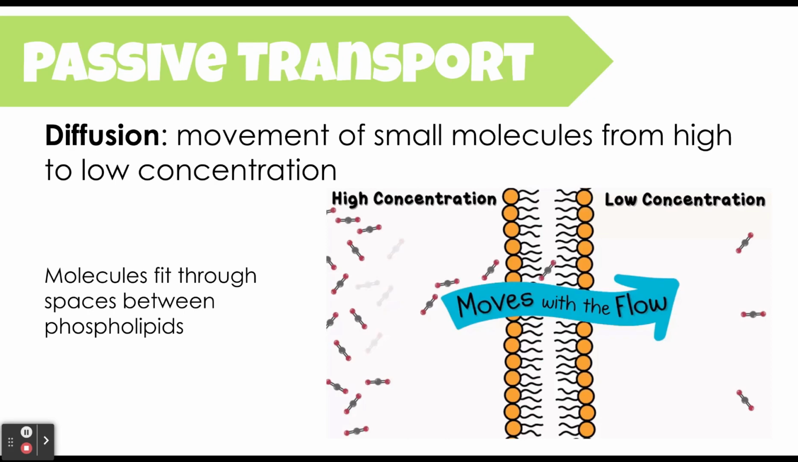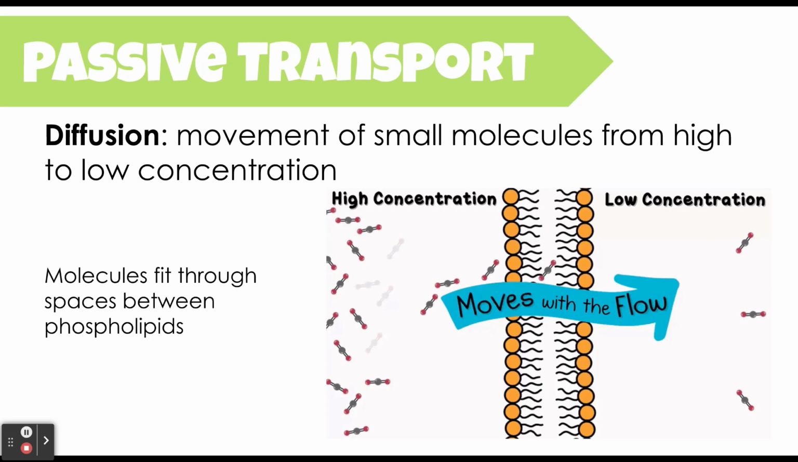So the first type of passive transport is diffusion. And this is the movement of very, very small molecules from a high to low concentration through your cell membrane. So if we have a cell membrane that separates the inside of the cell from the outside of the cell, on one side, there should be a high concentration of these really small molecules. Molecules like oxygen, carbon dioxide, things that are very tiny in size. So there's a lot of them on one side of the membrane, so there's a high concentration. And then on the other side of the membrane, there's a low concentration or less of the molecules.